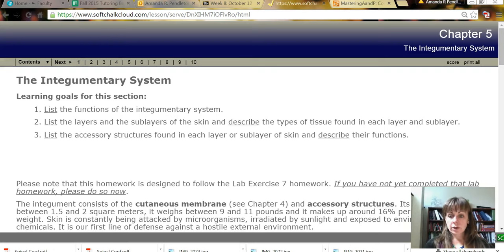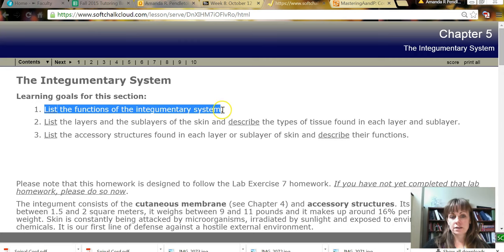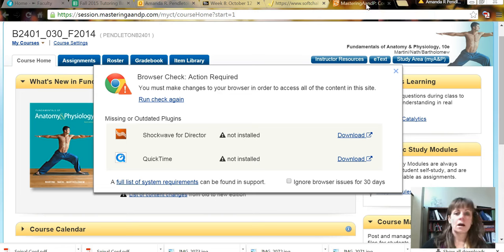Okay, so now we're going to go through the integumentary system. That's one of the 11 organ systems. And anytime we're referring to the integumentary system, that is your skin, as well as all the structures embedded in your skin. So nails, hairs, sweat glands, those sorts of things that are embedded in that skin layer. So one of your first learning goals here is it asks you to list the functions of the integumentary system. And those can be found pretty easily.